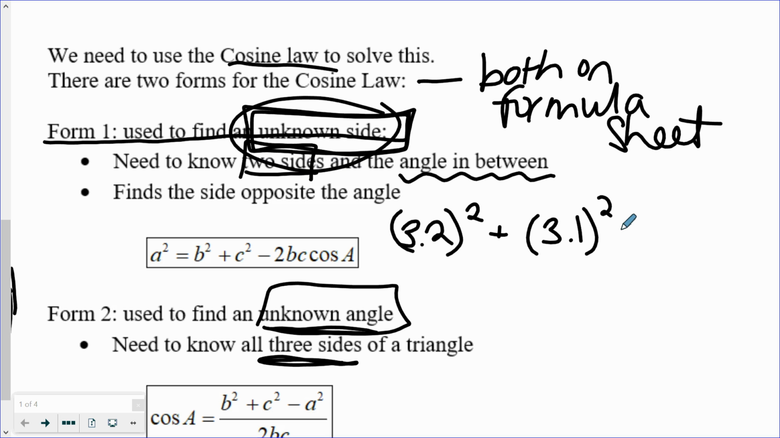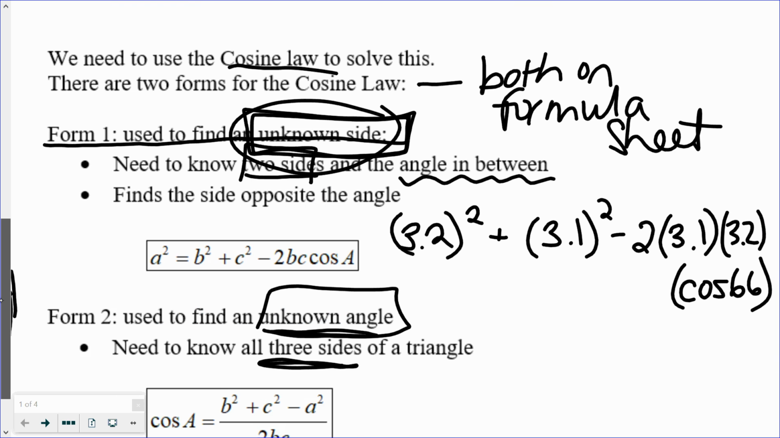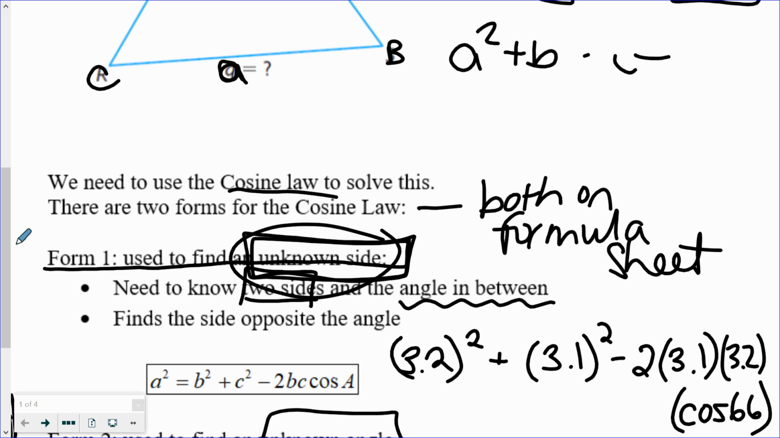And then minus 2 times b times c. B was 3.1 and C was 3.2. Sorry, I'm running out of room, so then you'd have to multiply it by the cosine of 66. And so looking at the triangle, you'll want to punch that into your calculator because you probably have one somewhere.